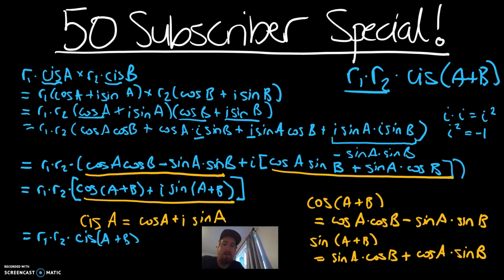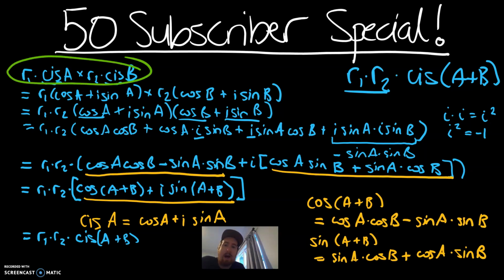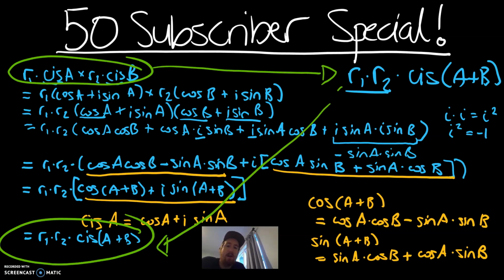That's actually our proof that R1 times cis A times R2 times cis B was equal to R1 times R2 times cis, and then in brackets A plus B. And if you remember, what we did is we shifted our answer to this side before, and you'll see that perfectly matches up with our end result, or our proof that those two are equal to each other.